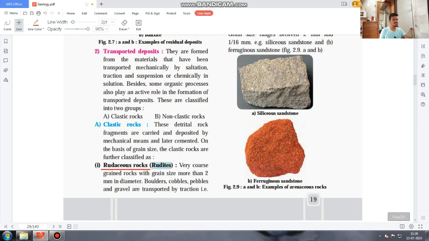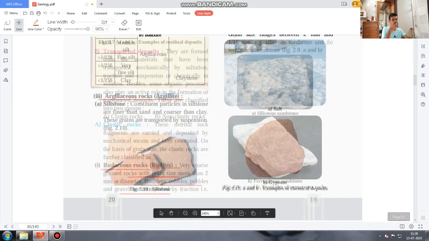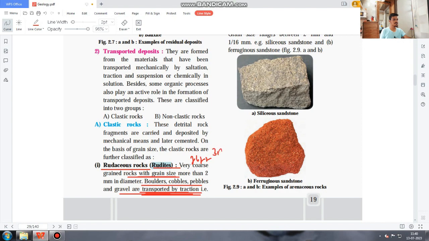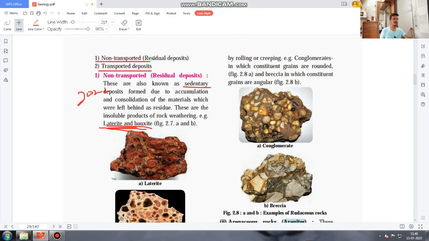What are rudaceous rocks? Rudaceous rocks are rudites. They are coarse in grain, and you can see this with your naked eye. They mainly consist of boulders, cobbles and pebbles. They are transported by traction. This is important, and this question came in 2022 also, for 3 marks. Transported by traction. This full paragraph you have to learn. Example is conglomerate.